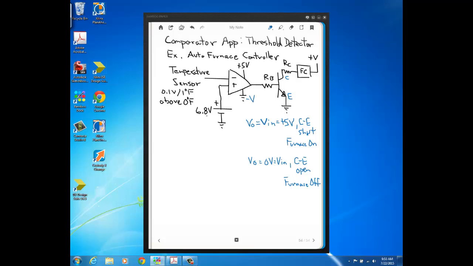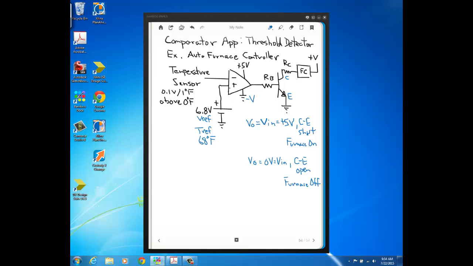Now, to see how this works, first of all, this fixed source here is our reference voltage. Remember, a lot of times with comparators, your fixed voltage is called the reference voltage. And that, as you can see, is connected to the non-inverting input of the comparator. Using our temperature sensor characteristic of a tenth of a volt per degree Fahrenheit, 6.8 volts corresponds to 68 degrees Fahrenheit.